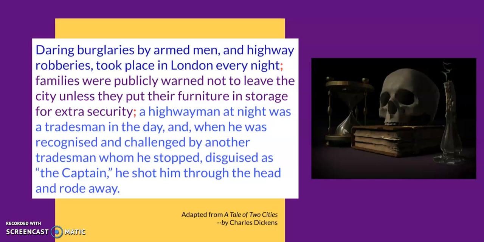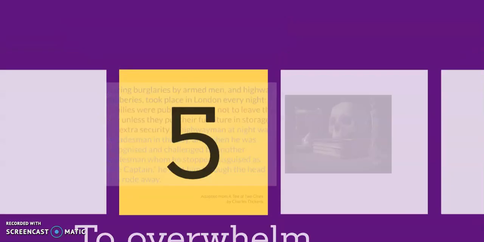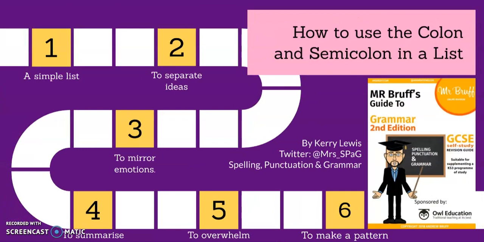Each clause describes one example of the lack of law and order, and each example is just as important as the next. Dickens' use of listing therefore creates an overwhelming impression of how society has broken down. Finally, we're going to look at how you can use the colon and semicolon to create patterns when you're writing.